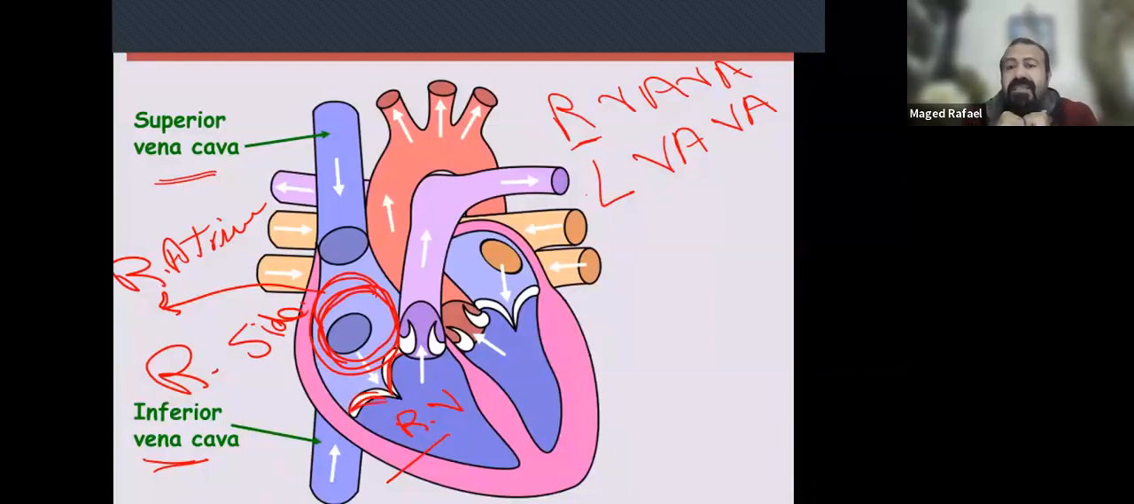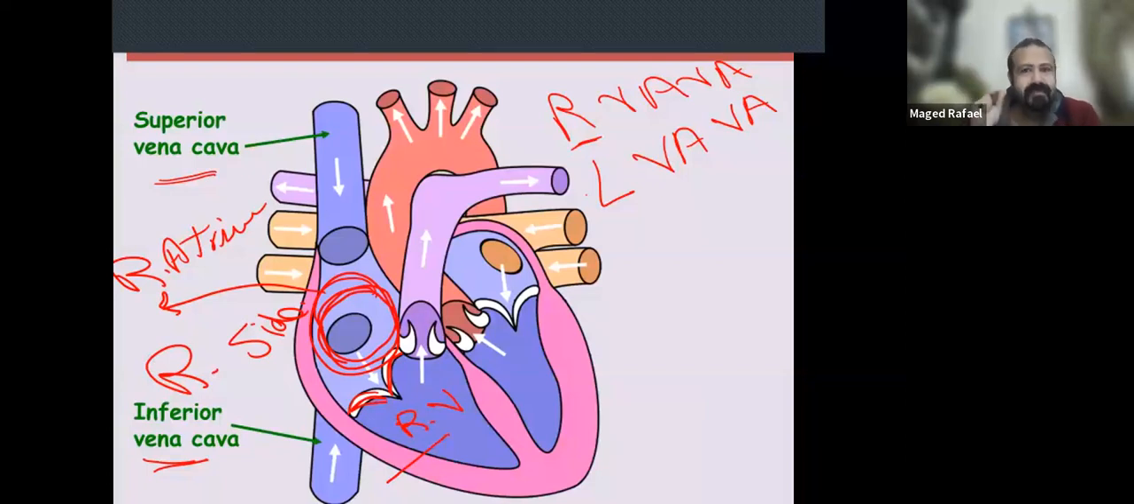Valves are flap-like structures that open in one direction. This one sends the blood from the right atrium to the right ventricle, preventing the blood from going back in the opposite direction. You cannot imagine how many times they ask about the valves and the function of the valves in the exams. And it is one sentence equals 1 mark: it prevents backflow of blood. It's here to ensure that the blood is going in the right direction.